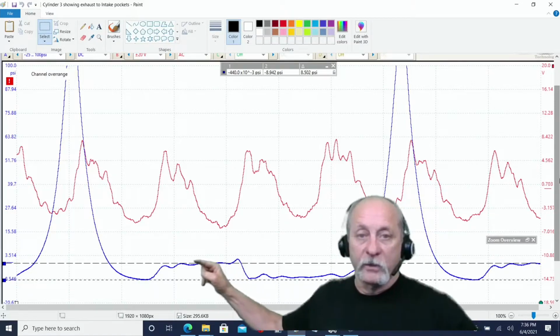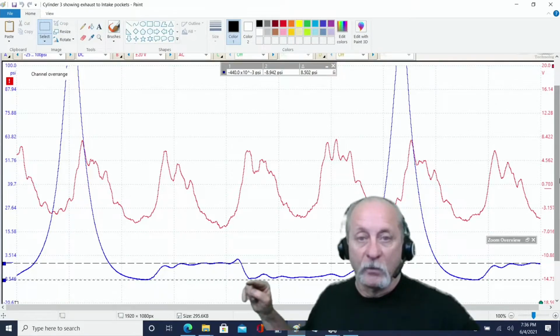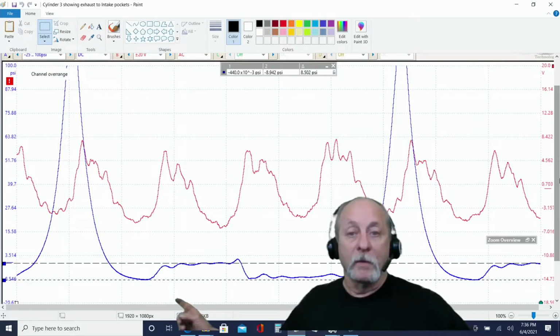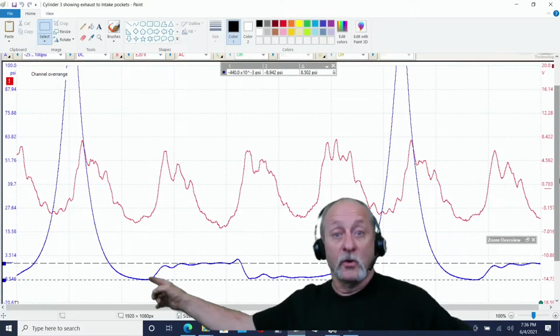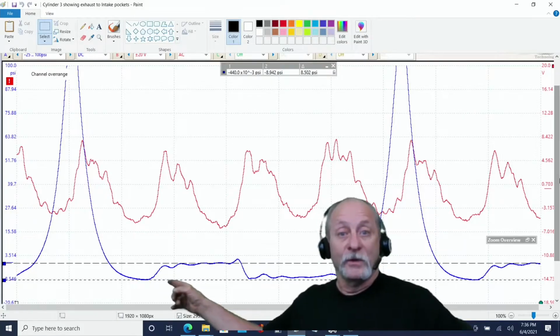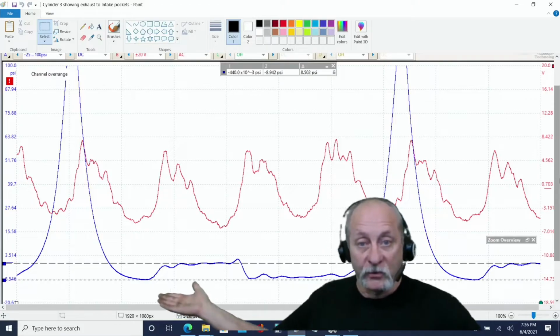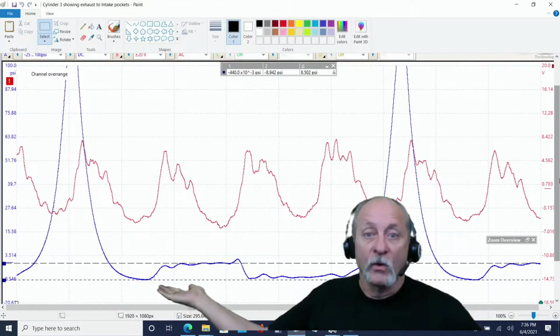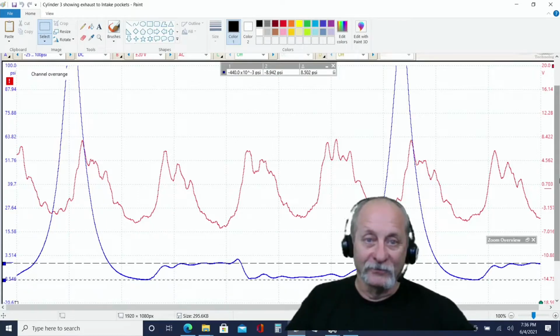This upper cursor is actually atmospheric pressure. That's at zero. And this is how much vacuum we're pulling. Remember how number one was clear down here? You don't see that on cylinder number three because, again, number one's leaking. Number three is not. So this is a fairly normal looking waveform. We still have to see what the cam timing is.